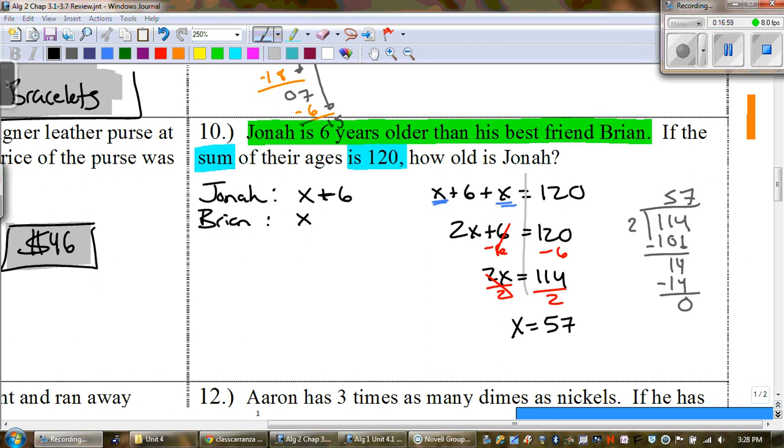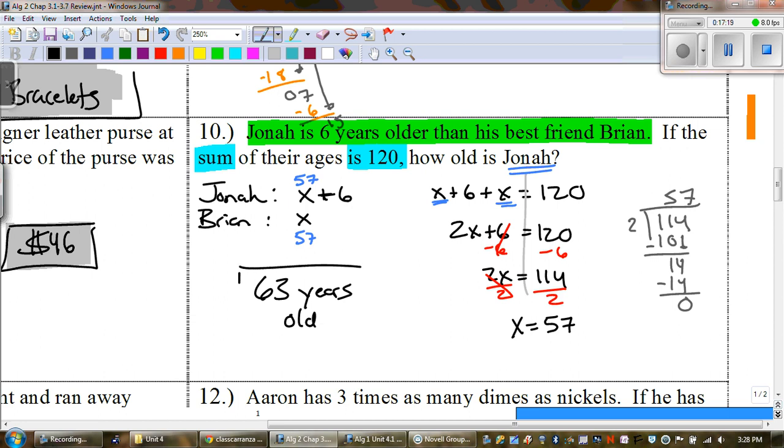Okay, and when you go through and solve, you should get X equals 57. And that 57 stands for Brian, but they want to know how old is Jonah. So 57 plus 6, we get that Jonah is 63 years old.